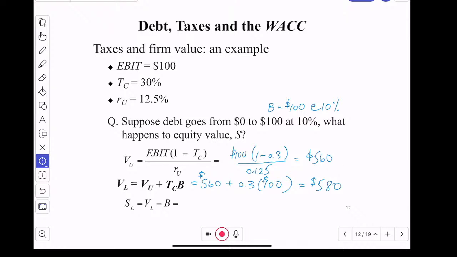Now, what is the shareholder equity? Shareholder equity would be the difference between the value and the debt. So it went to 480. How many of you got that?